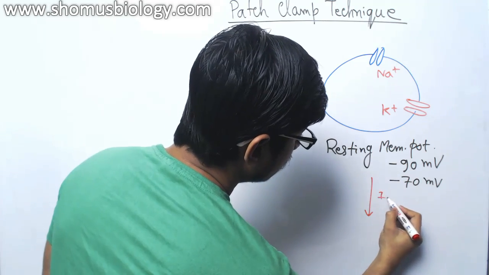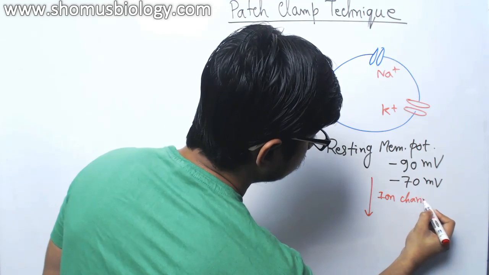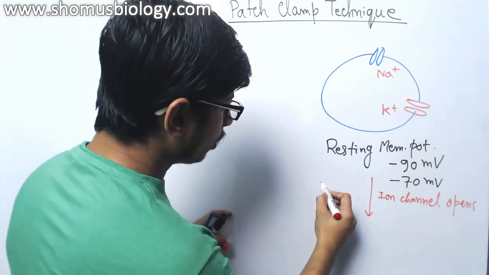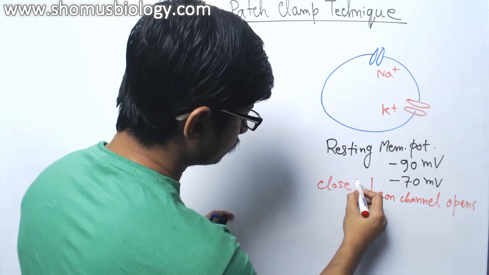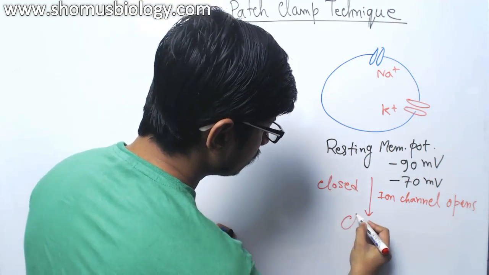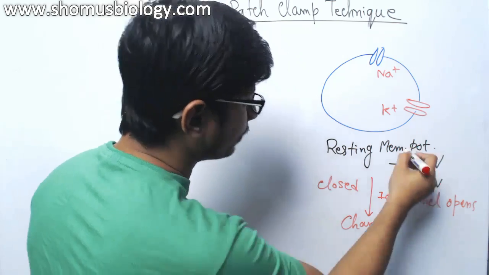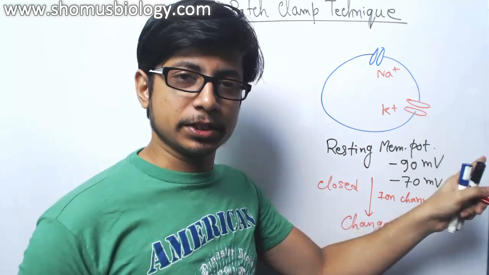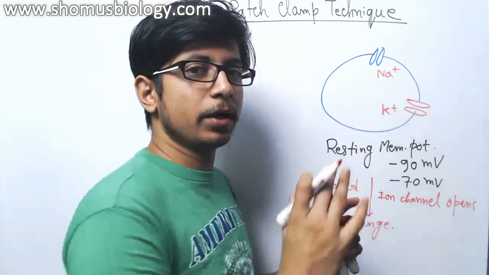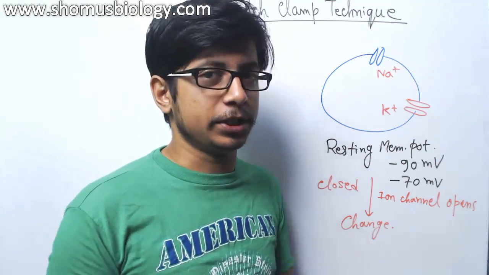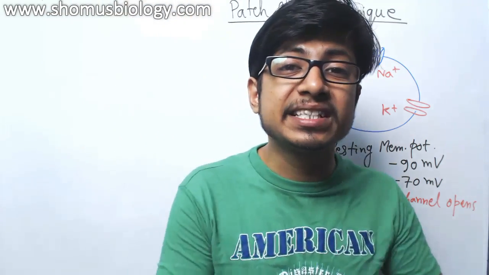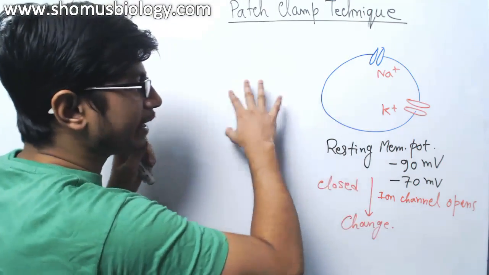So let's say an ion channel opens or closes. All these things lead to a change in the resting membrane potential. And this change in resting membrane potential, the change in the voltage across the membrane of neurons, can be measured. Now these changes are important for transmitting signals from one neuron to the next neuron, because neurons are connected.